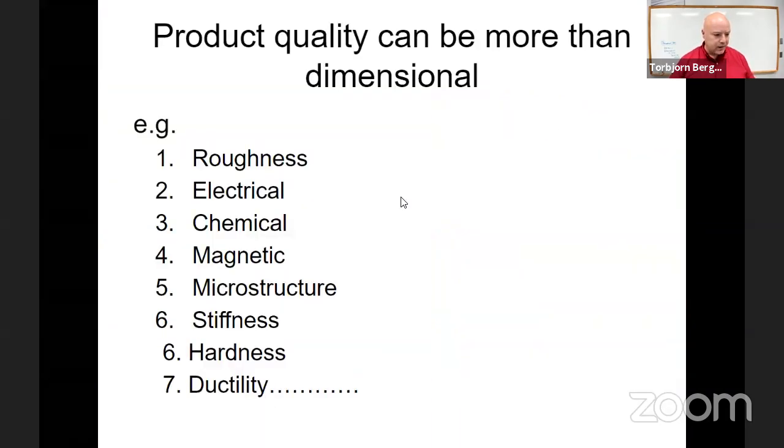Coordinate measuring machines, a bunch of different things. So we talked a little bit about things like conductivity. We could measure chemical compositions of things. We can measure how magnetic something is. We could use a microscope and look at the structure of the crystals or whatever the microstructure is as they come together. Stiffness, hardness, ductility. So these are all things that we can measure. One of the things that is extremely important to understand, and is often just assumed to be okay, is the surface roughness.